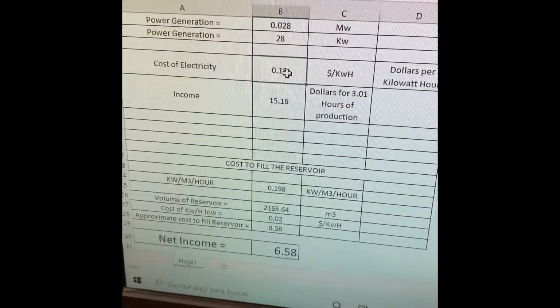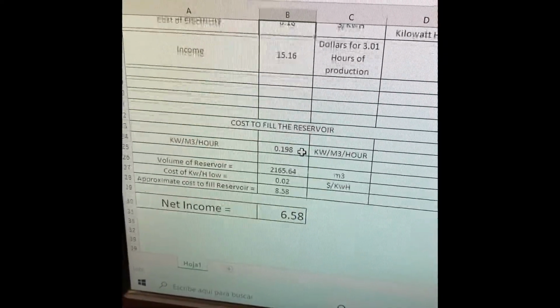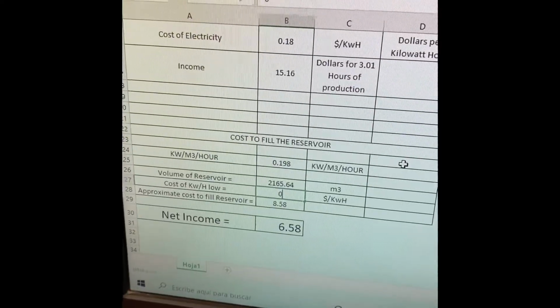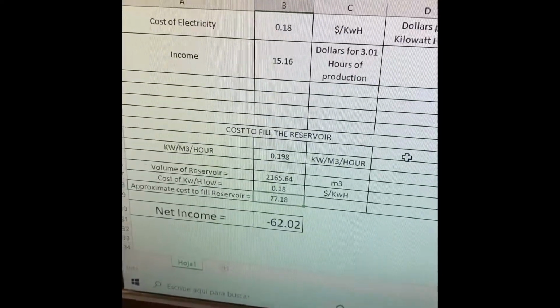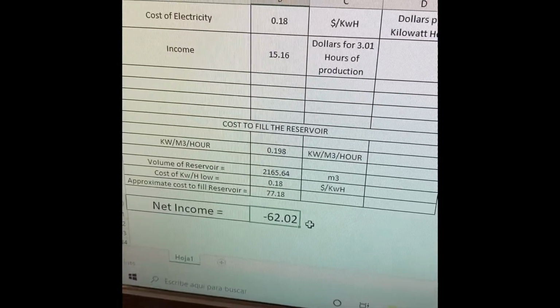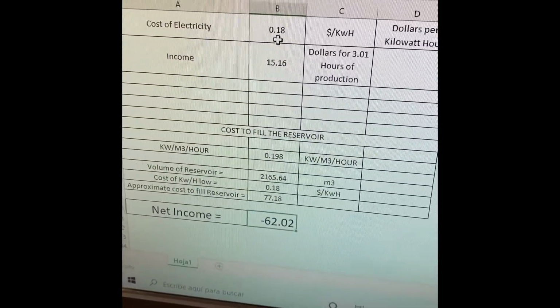It's just the cost of electricity. Of course, if I put the same value here, 0.18, we'll have a net income of -62. So it all depends on these two values.